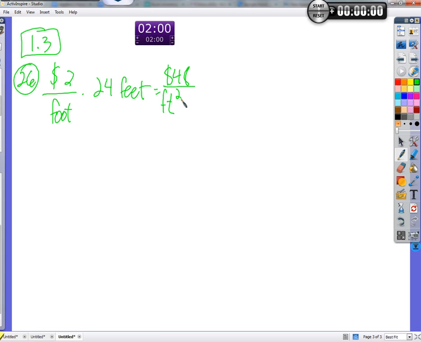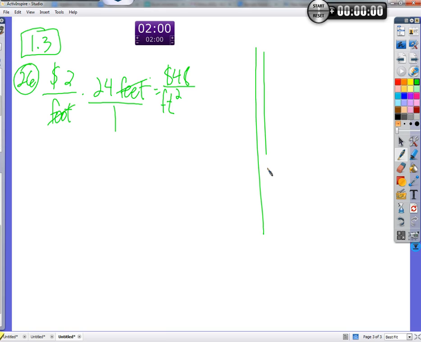$48. It's just $48. Okay. One way you can be sure is you can put this over one, right? And then the units, if you have common units between numerator and denominator, you can cancel those out, and we're left with dollars. But it's not that difficult.